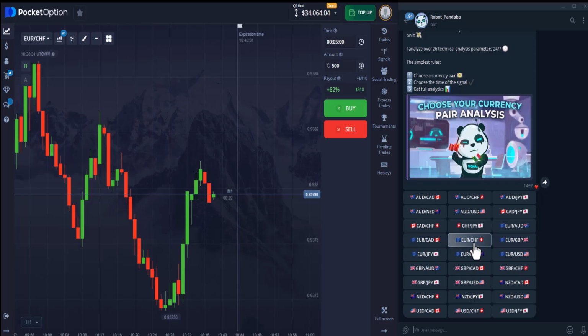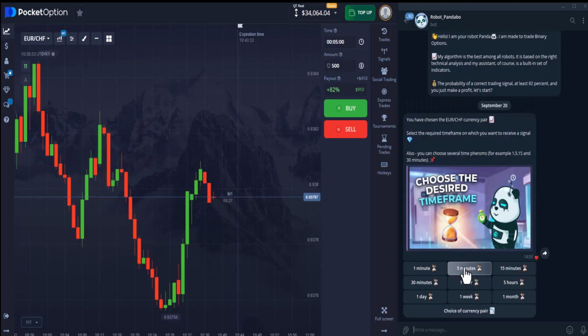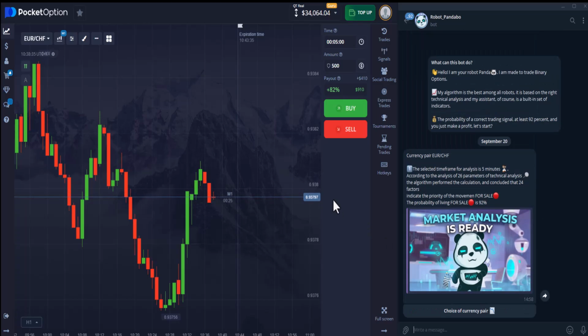Our second deal is going to be on the currency pair euro to Swiss franc. And the expiration time here is the same, 5 minutes. Let's run the analysis, and the probability of movement for sale is 92%.